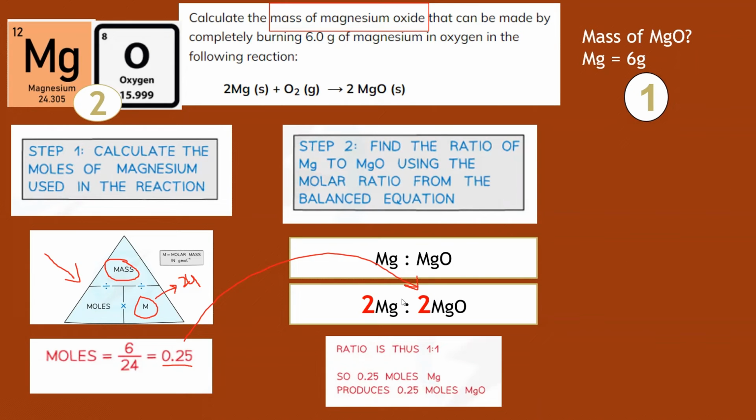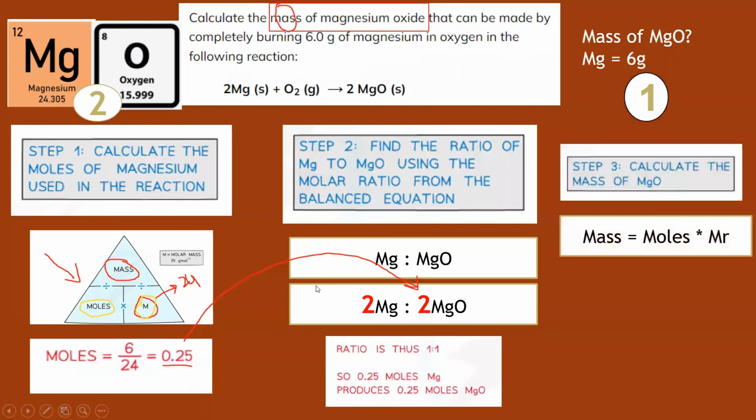So there will be another step since we have to calculate the mass. Again, reverting back, in order to calculate the mass, what we need to do is multiply moles by the molar mass. So you get this formula again. It's a very easy way to remember the formula by this triangle. You could see that mass is equal to moles times Mr. But now we have to calculate the Mr of magnesium oxide.